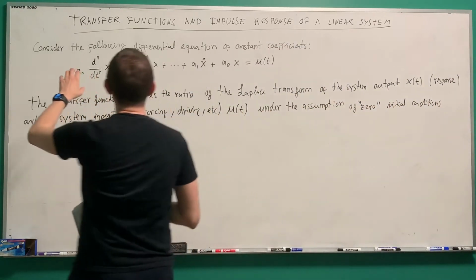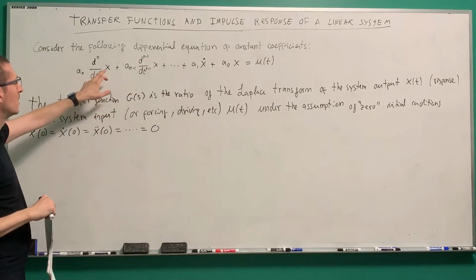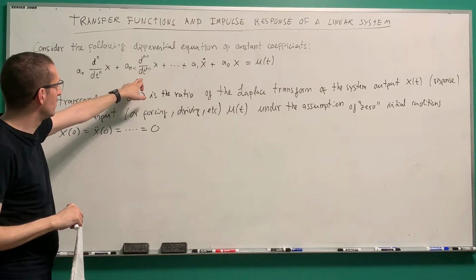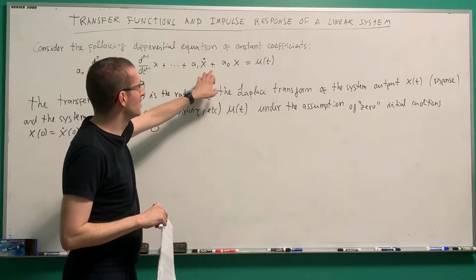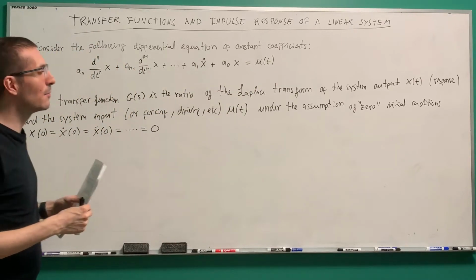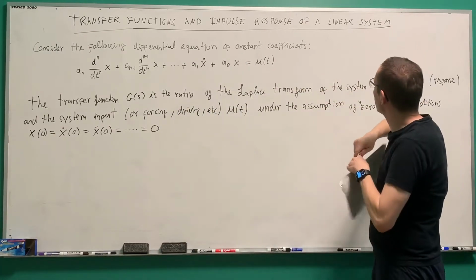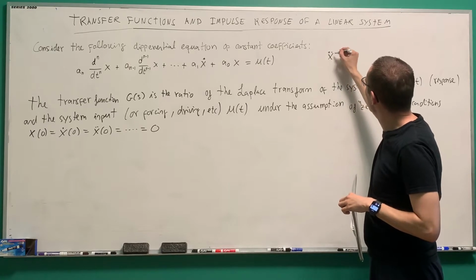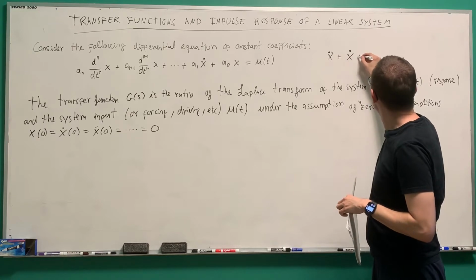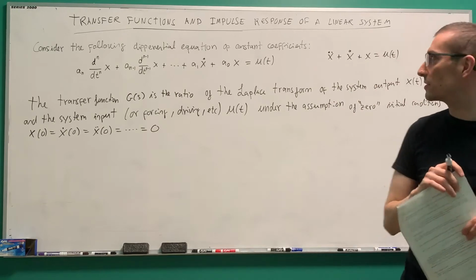Now, consider the following differential equation, linear, of constant coefficients. You have the nth derivative of x, coefficient a_n, the n minus 1 derivative of x, all the way to the first derivative, and the zeroth derivative equals u of t. What is this? I think the harmonic oscillator is an example of that, right? A second order equation. If you write something like x double dot plus x dot plus x equals u of t, this would be a harmonic oscillator, for example.